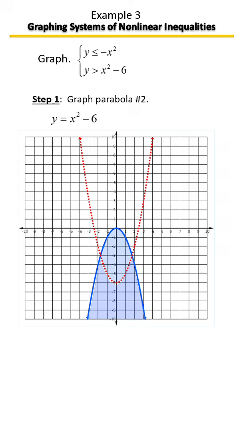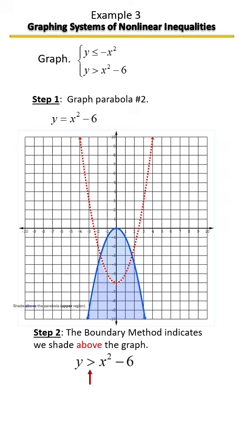And now we have to decide, are we going to shade upper of that red parabola or lower, which is everything on the outside. Since it's already solved for y, all you have to do is look at it, and it says y is greater than. Remember, when it's greater than, you're going to shade everything that is above. Once we do so, it's going to look like so.